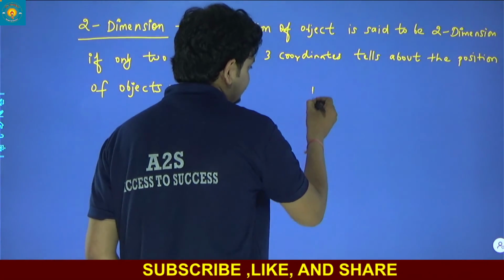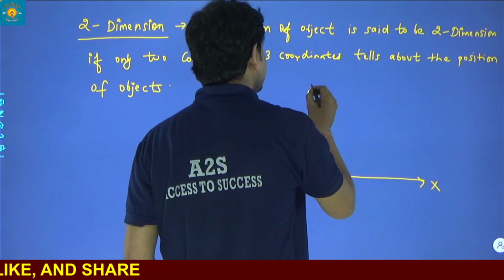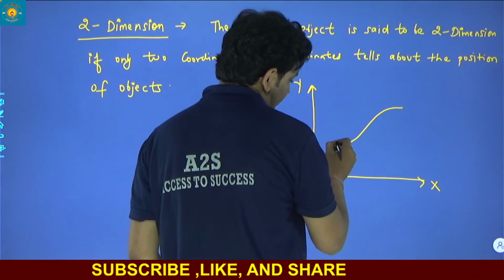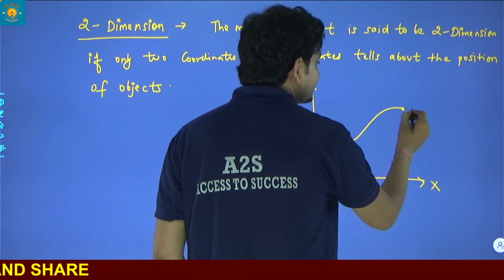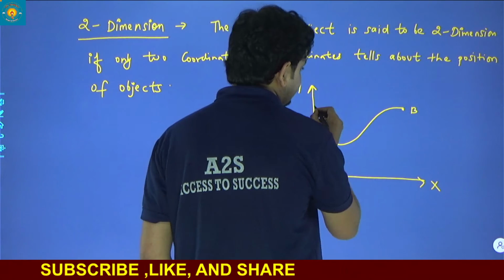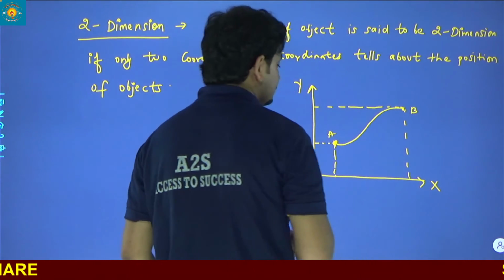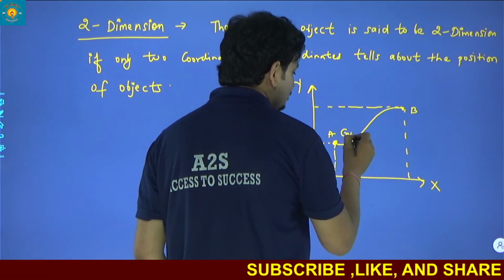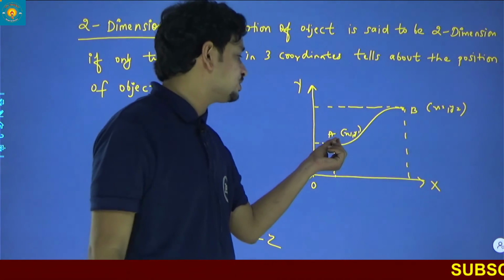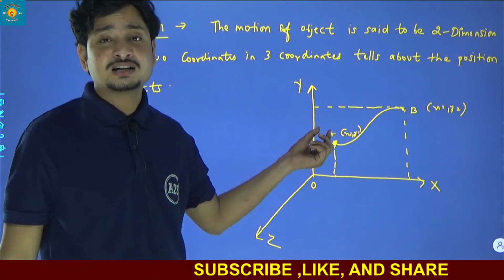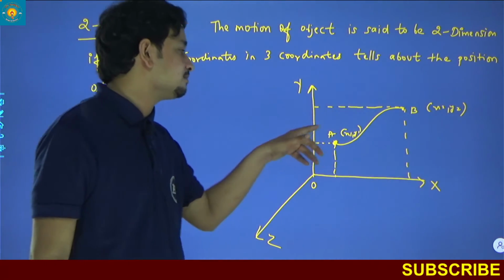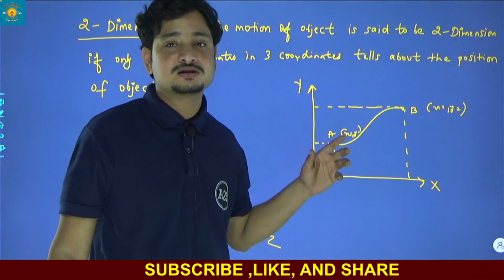Come to the graph first. See, this is the x-axis, this is the y-axis, this is the z-axis, and this is the origin. If the person goes like this, this is the starting point A and this is the ending point B, and we are taking the coordinates of points A and B. The coordinates of point A are x1, y1 and of B are x2, y2. It shows that the positions of points A and B have two coordinates, one from the x-axis and the second from the y-axis. So this type of position of an object is called a dimension of 2.